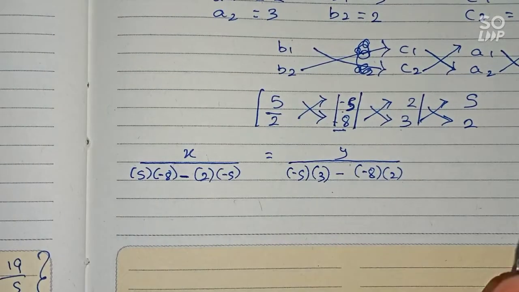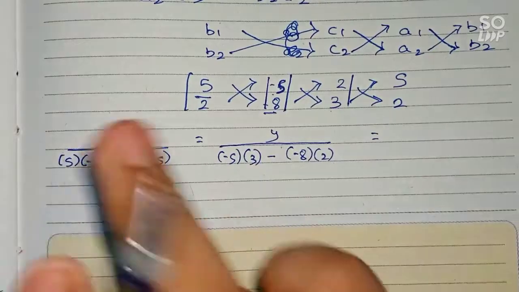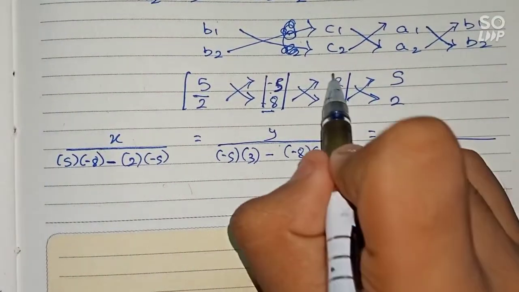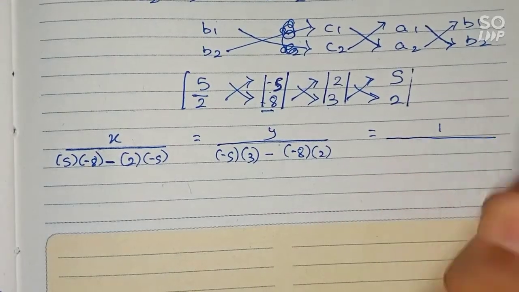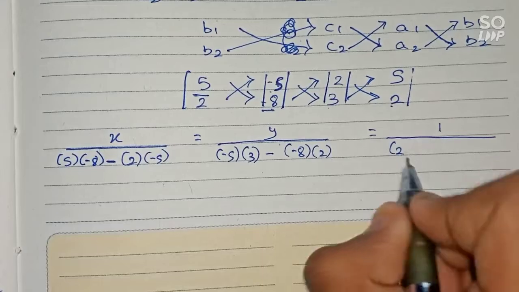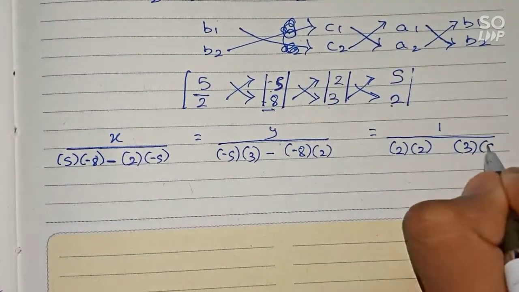And then the last one is somewhat different. In place of x and y, you have to write 1. And 1 by 2 by 3 multiplied by 5 by 2. So 2 multiplied by 2, and 3 multiplied by 5, and in between there will be a minus sign.